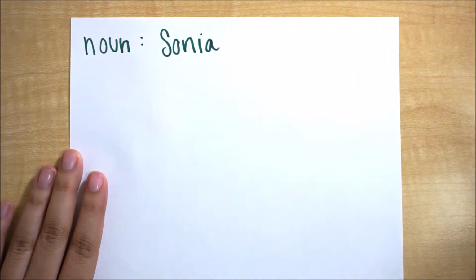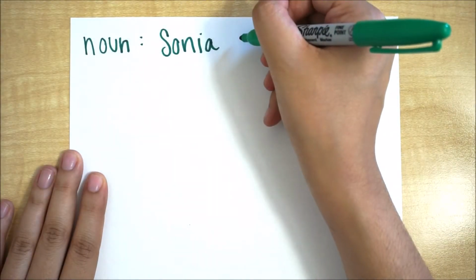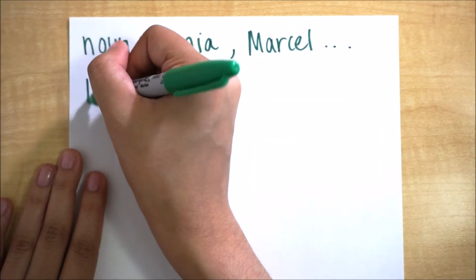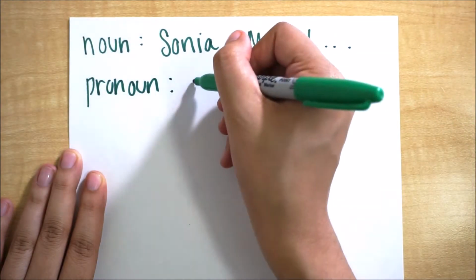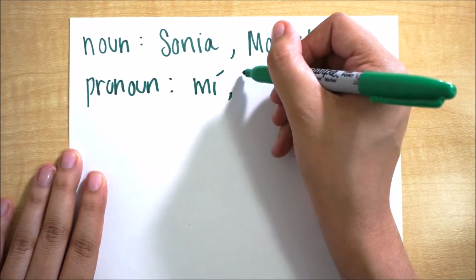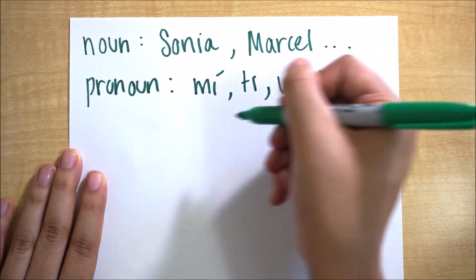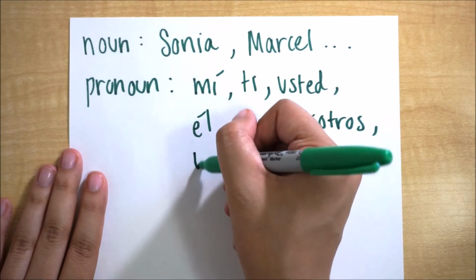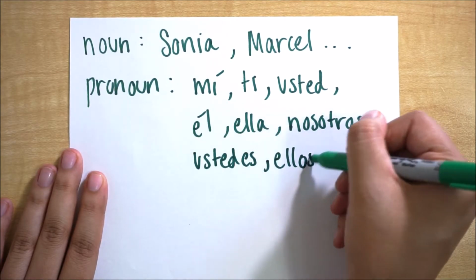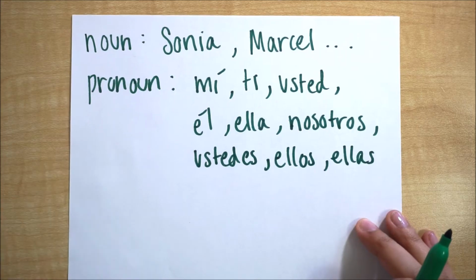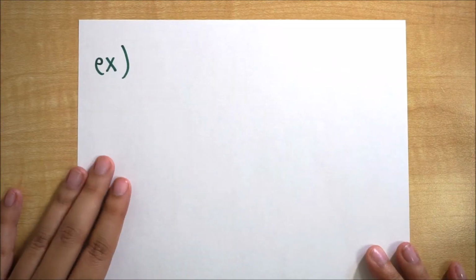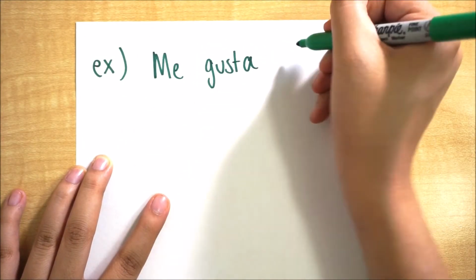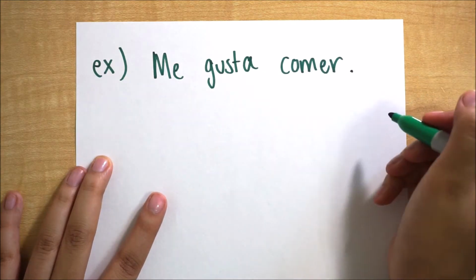A noun is Sonia, for example, somebody specific. Or our noun can also be Marcel, which is another person. This is endless, right? We can choose as many nouns as we want. The next one is pronouns. What are our pronouns in Spanish? They are yo, tú, usted, él, ella, nosotros, ustedes, ellos, and ellas. These are our pronouns. So essentially, by using this formula, we want to combine all these elements together. So let's go over some examples using both formulas. The first one is the first formula.